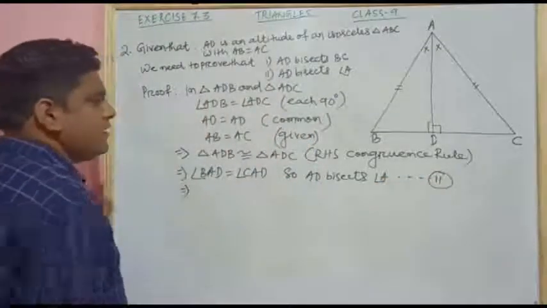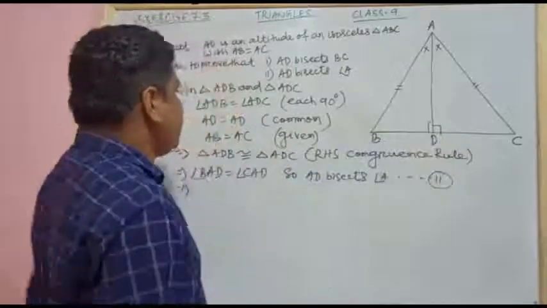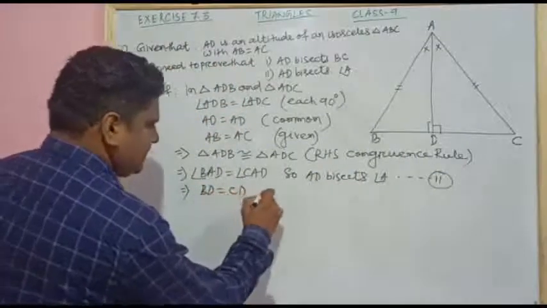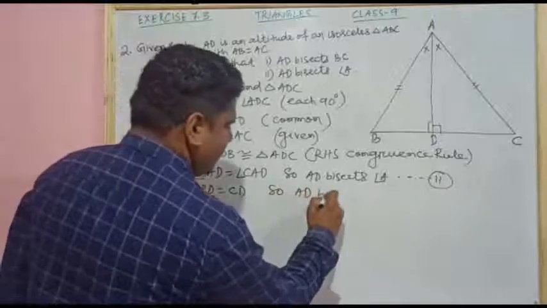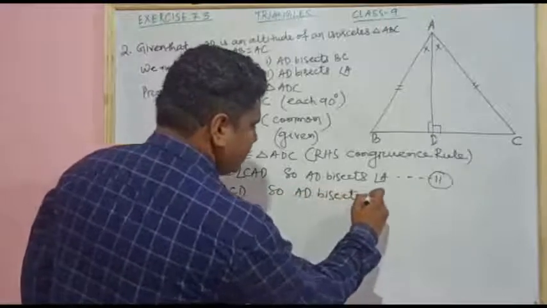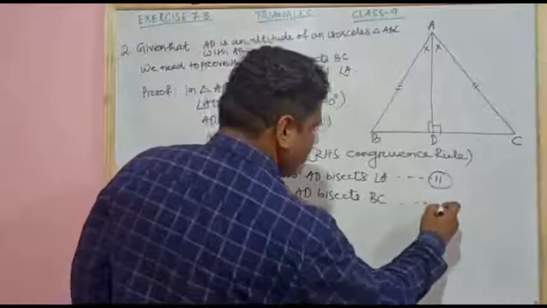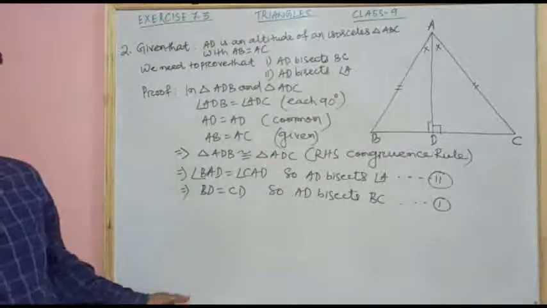And BD and CD must be equal. BD is equal to CD. So AD bisects the side BC. This is the proof of our first bit. So number 2 is solved now.